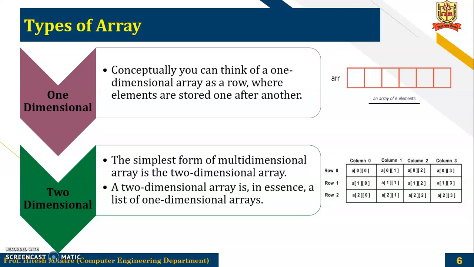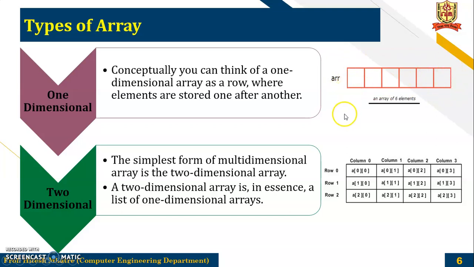The types of arrays. In C programming, we will learn two types of arrays, that is one-dimensional and two-dimensional. Conceptually, you can think of a one-dimensional array as a row where elements are stored one after another. We can see here an example of a one-dimensional array, where you can see it is a contiguous location with 6 elements. So like a row, it will be stored as a row.